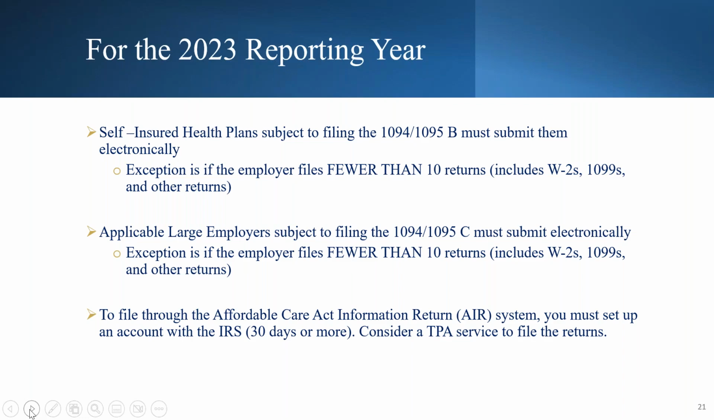So if you're an applicable large employer and you're currently filing your 1094 and 1095C forms with the IRS by paper, you are required by rules, actually, to submit that electronically to the IRS. And we would want to assist you with finding an e-filing solution if you're filing in paper today. You can file through the Affordable Care Act information return system, but you have to set up an account with the IRS. It can take a while. You have to have some IT people who can do the data exchange files, so we could help you get a service to file the returns.